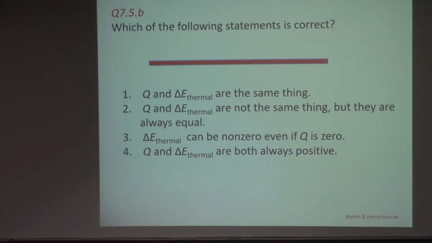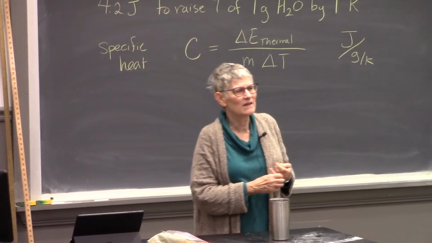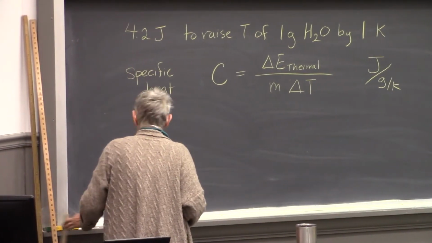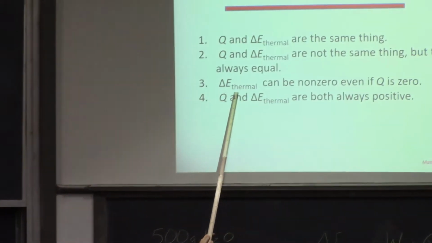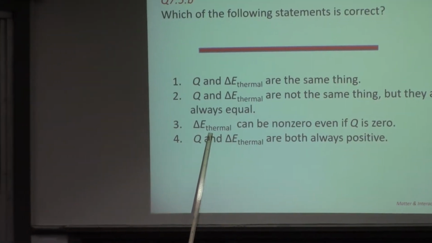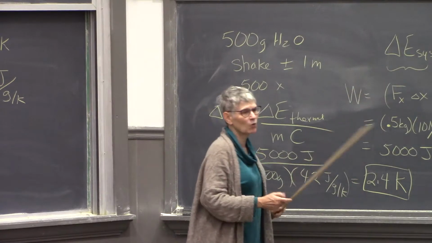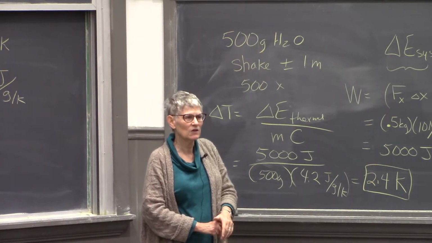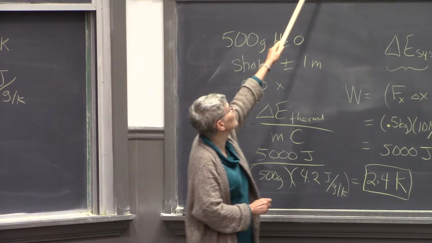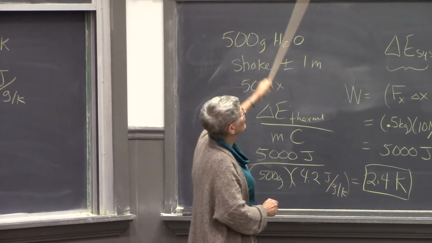All right, so what's the answer? It's 3. Okay. Yeah. So this is something that sometimes is confusing, but just be a little careful about it. We saw in the previous problem that there's more than one way to increase the thermal energy of the water. One way is by stirring. In this problem, we did work on the water and we increased its thermal energy even though there was no energy transfer due to a temperature difference. So delta E thermal can be non-zero even if Q is zero. They're not the same thing. They're not always equal.